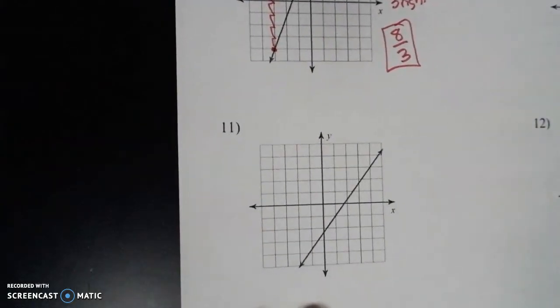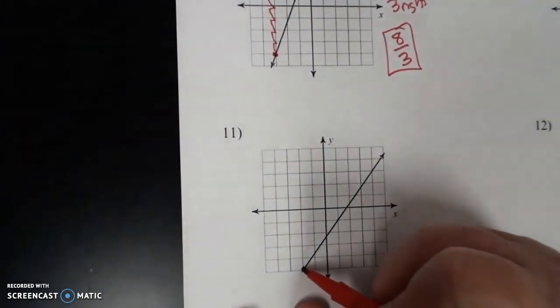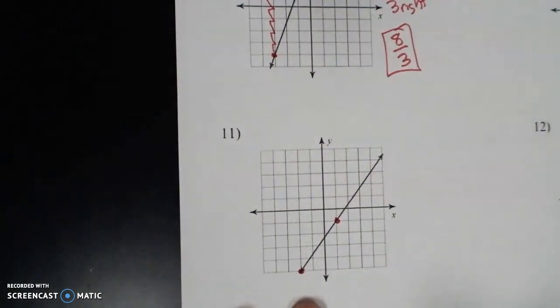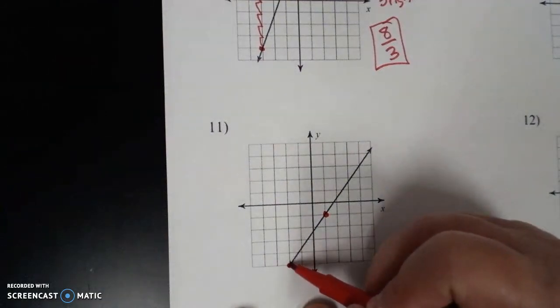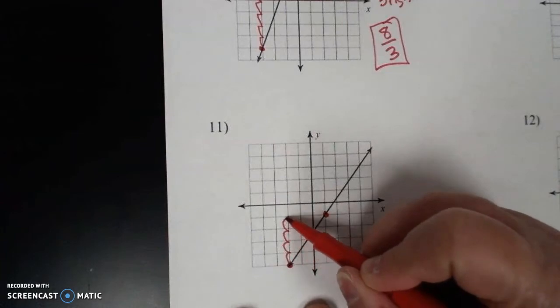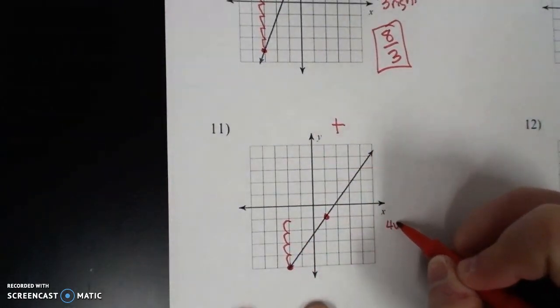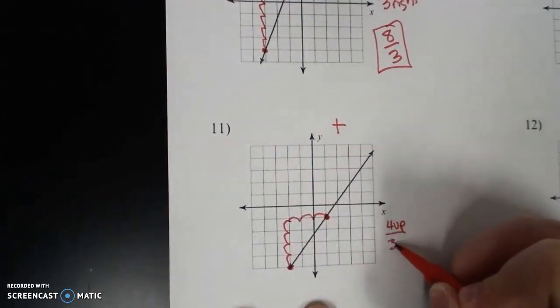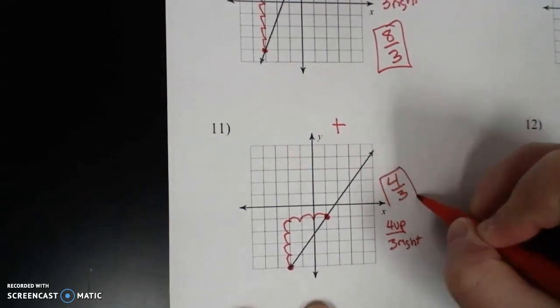And what you're building are called slope triangles. I'm going to use this point right here and this point right here because they're on crosshairs. I'm going to go 1, 2, 3, 4. Oh, I'm going to put my reminder that it's positive. 4 up. 1, 2, 3. 3 right. Therefore, my answer is 4/3.